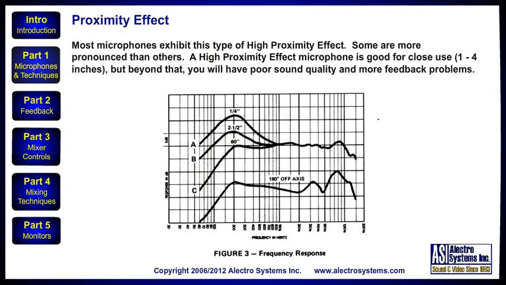Most microphones exhibit this type of high proximity effect. Some are more pronounced than others. A high proximity effect microphone is good for close use, about 1 to 4 inches. But beyond that, you will have poor sound quality and more feedback problems.